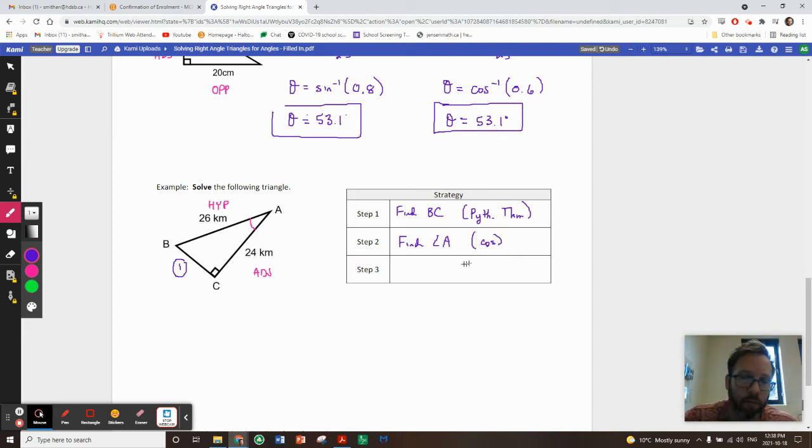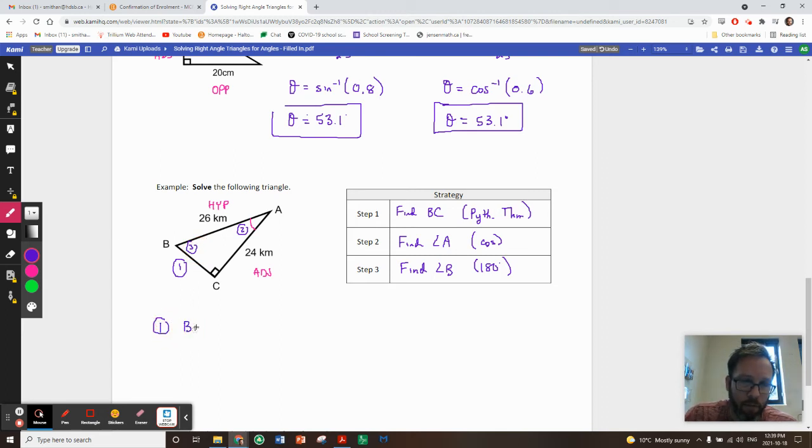I'll just put cos. And then we don't need to use trigonometry or a complex tool to find angle B. Once we know two angles, we can always find the third. The angles add to 180. So now that we've decided on a strategy, let's carry it out. So I'll call that 2 and then 3. All right, let's do it.